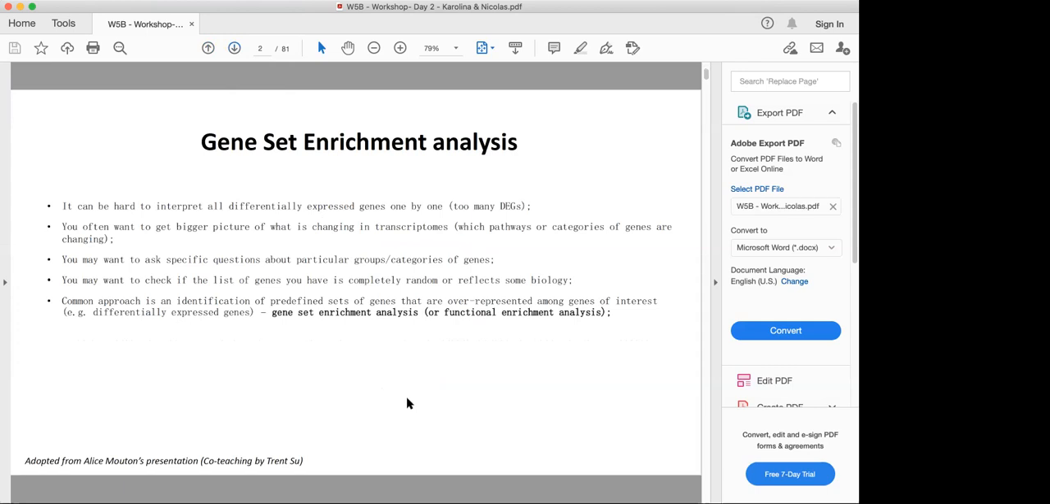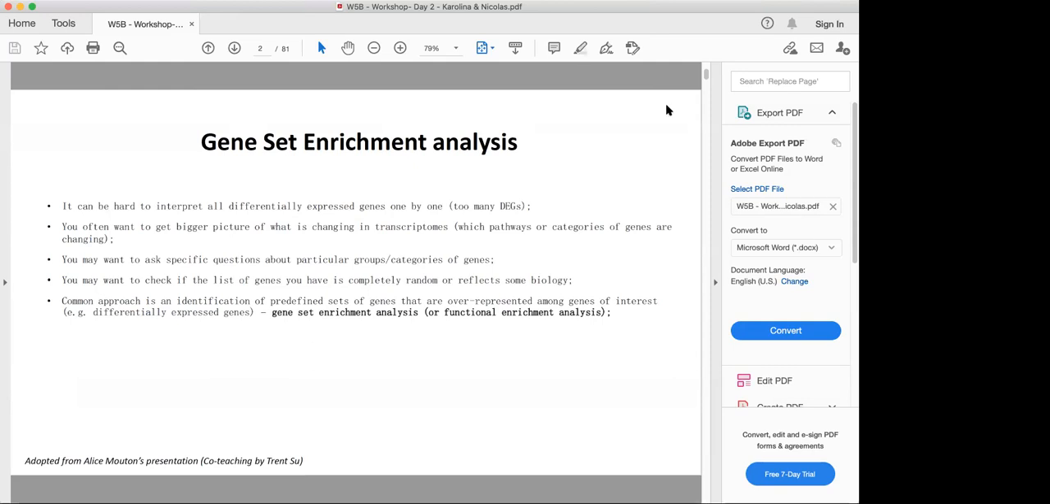So let me introduce what gene set enrichment analysis stands for. It can be very hard to interpret all the differentially expressed genes one by one, because sometimes there are too many of them, sometimes 2,000 or 3,000 statistically significant genes. If we wanted to analyze them one by one, it would be very difficult. Very often we want to get a bigger picture of what is changing in the transcriptome, for example, in which functional, biological or molecular pathways most of our genes are involved.